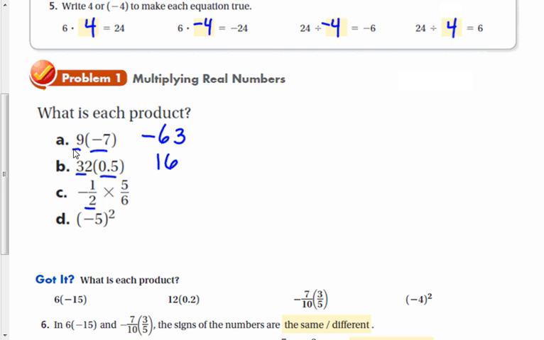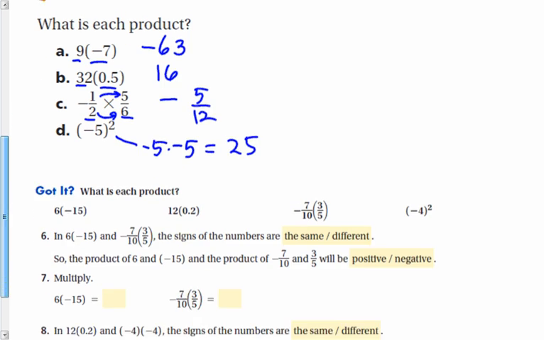Here we have a negative times a positive, which is going to give us a negative. And then the rule for multiplying fractions is just multiply the numerators together and the denominators together. So 1 times 5 is 5. 2 times 6 is 12. And that's simplified. There's no common factor in the numerator and denominator. We're going to expand this so we can see what's going on here. It really means -5 times -5, and a negative times a negative is positive 25. All right, I'll let you try that.